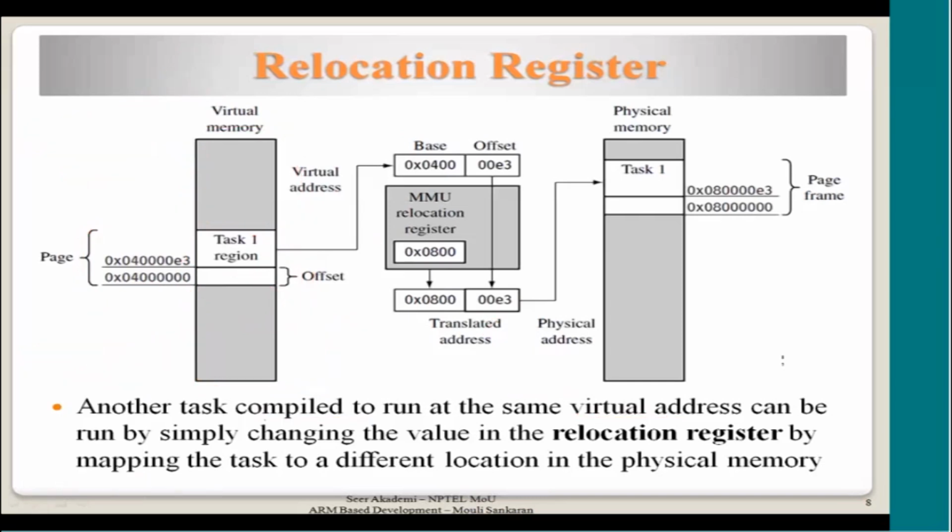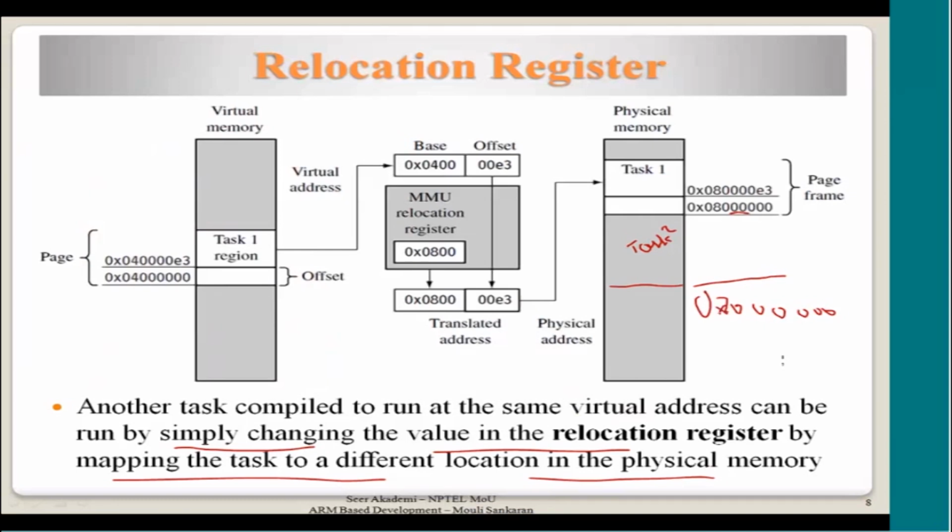So a virtual address can be run by simply changing the value in the relocation register, by mapping the task to a different location in the physical memory. Now suppose T1 and T2 are not running together, but they may be residing in the memory. I want to keep task 2 in this location. Assume that this memory is also there. Maybe it is at 700,000, six zeros are there. In this address, it is there.